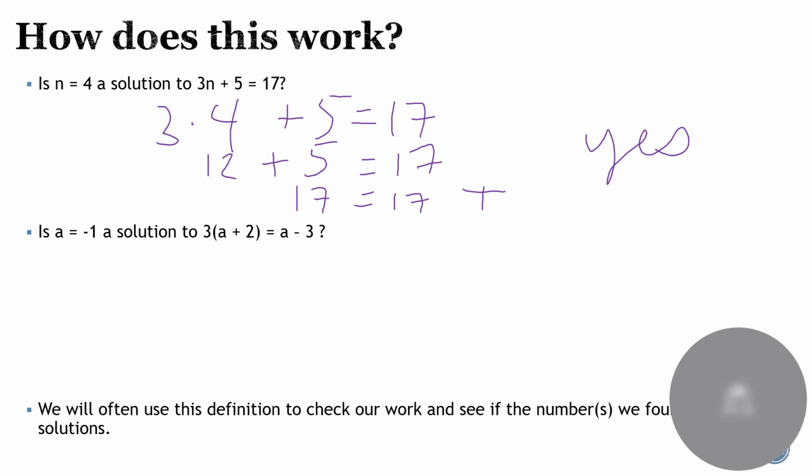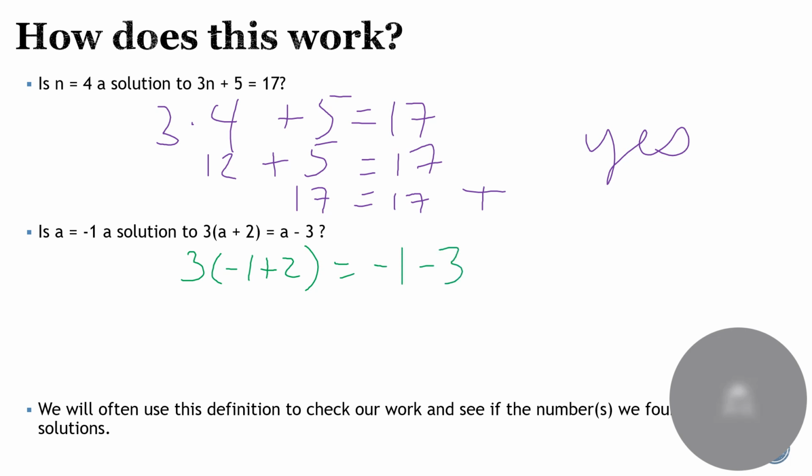Next example that we have there is: is A equals -1 a solution to 3 times (A plus 2) equals A minus 3? So in this one, we would plug in the -1 for the A. Sorry about that. That does not look like 3. Let's try that again. 3, and then we'd have (-1 plus 2), and then we have the equal sign, and then we'd have -1 minus 3 on the other side.